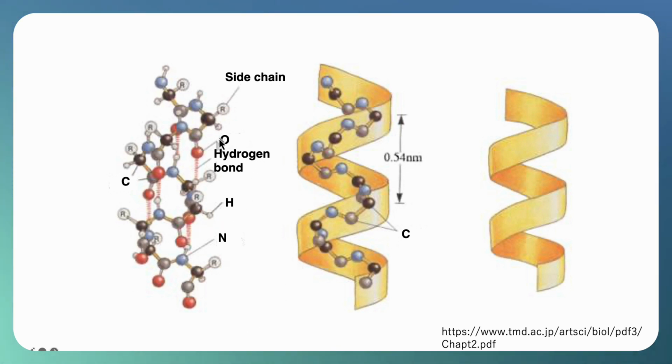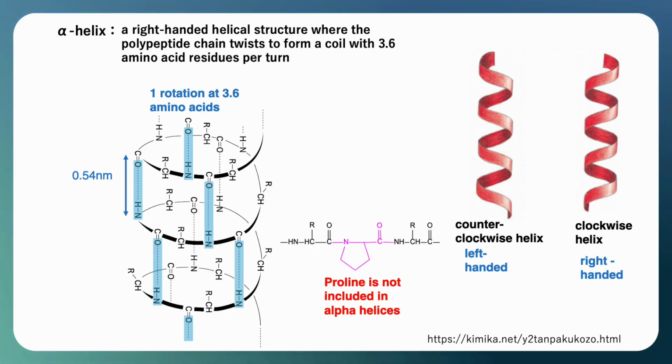Hydrogen bonds are regularly formed between the carbonyl and amino groups, and the side chains, which are the R groups, protrude outward. This right-handed helical structure with a pitch length of 0.54 nanometers from here to here is the alpha-helix structure. This is a schematic diagram of the alpha-helix. Hydrogen bonds are regularly formed between the carbonyl groups and amino groups. A hydrogen bond is formed between the number N carbonyl group and the number N+4 amino group.